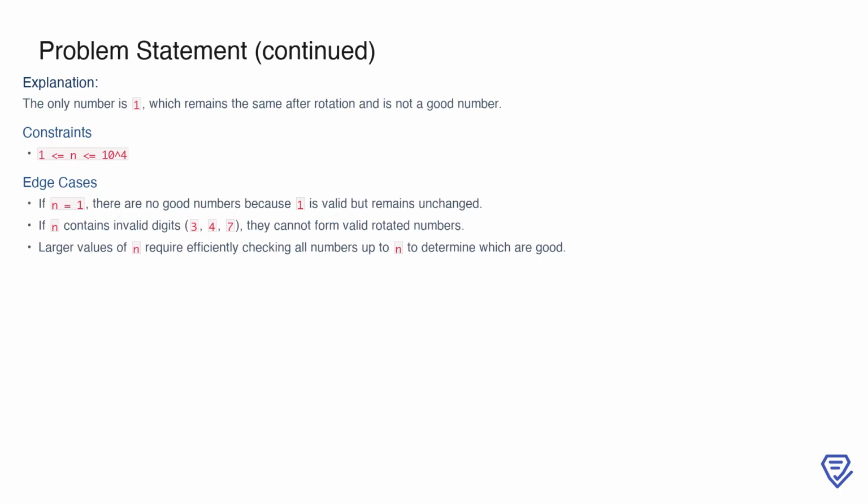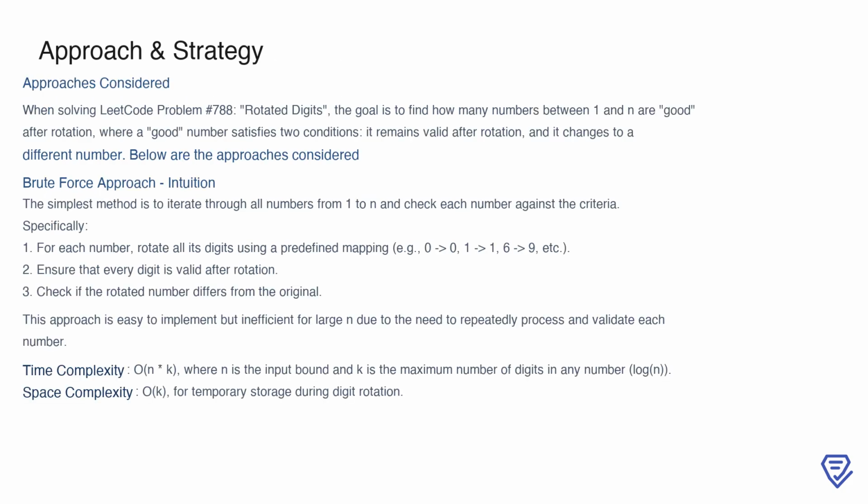When n is large, it becomes important to check all numbers efficiently to identify the good ones. These constraints and edge cases help us ensure our solution is robust and handles all possible inputs up to the given limit. To solve LeetCode problem number 788, we need to determine how many numbers between 1 and n are considered good after rotation. A good number must meet 2 conditions. First, all its digits must remain valid after rotation, and second, the number must transform into a different number.